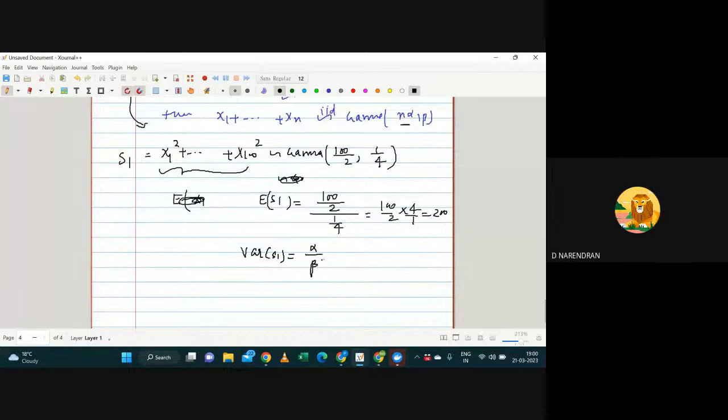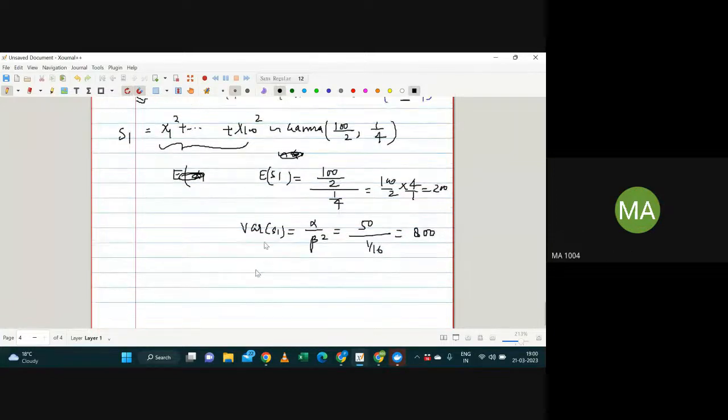And what is the variance of S1? Alpha by beta square. Alpha is 50, beta square is 1 by 16. So it will be 16 times 50, that will be 800, right? So what will be the standard deviation of S1? Root of 800. That means root of 400 into 2, that means 20 root 2. Correct? Yes, sir. So far it is clear for everyone?